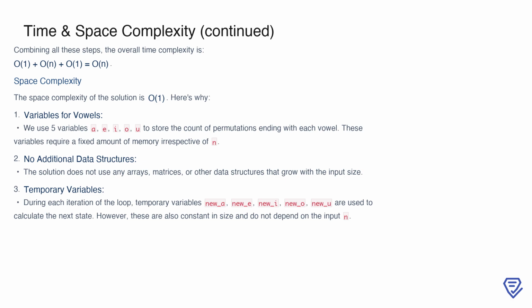Now, let's analyze the space complexity. The solution uses 5 variables, a, e, i, o, and u, to store the counts of valid strings ending with each vowel. These variables require a constant amount of memory, regardless of the input size n. Additionally, the algorithm does not use any data structures such as arrays or matrices that grow with the input size. Temporary variables like new_a, new_e, new_i, new_o, and new_u are used during each iteration to compute the next state, but these are also fixed in size and do not depend on n.